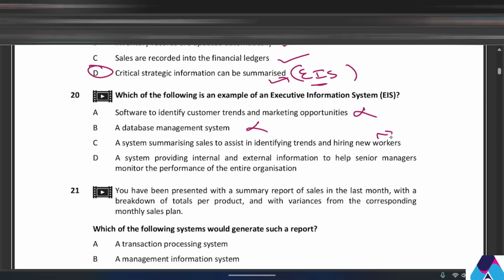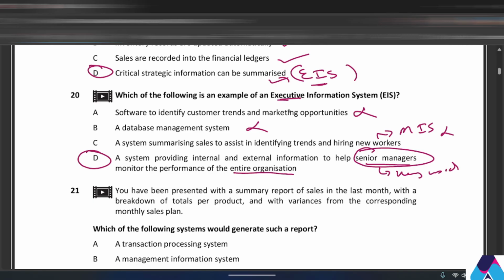Part number C says, a system summarizing sales to assess in identifying trends in hiring new workers. So that is basically the management information system. And D says, a system providing internal and external information to help senior managers monitor the performance of the entire organization. So yes, that is correct. Executive information system, right? And it is for the senior managers, right? So this should be the key word for you guys, because you know that the EIS is for the seniors, the board level, the management, the upper management, right?